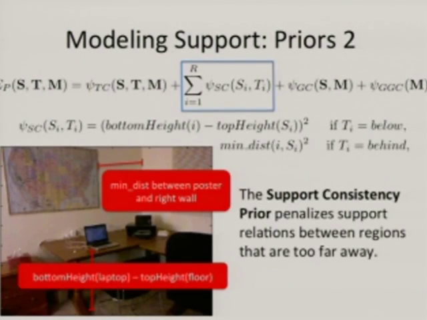Okay, so the second prior that we use is a pretty simple one. We simply say that if one region is supporting another, it probably is going to be quite close by physically. If we're talking about a horizontal type of support, then we're going to be measuring distance in the XY plane. If it's a vertical type of support, we're going to be measuring distance vertically. Of course, there are some examples where one object is being supported by something a long way away in the image, but this term would prefer that essentially the supporting object is close by the supported object.